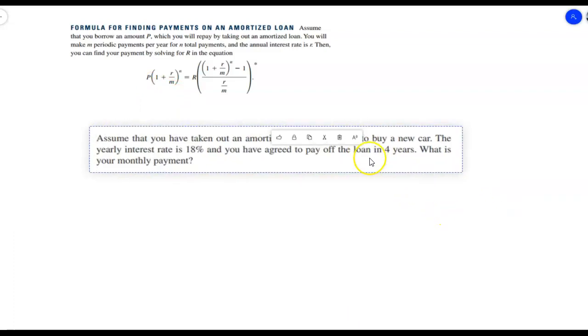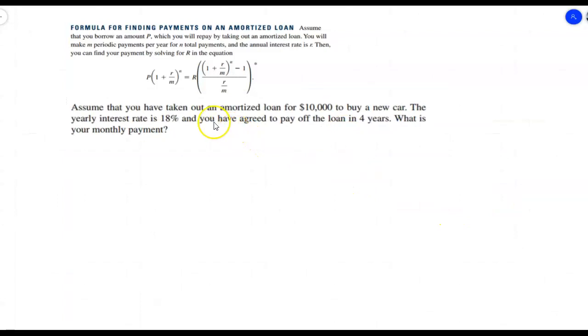So let's take a look at an example. All right, this one says, assume that you have taken out an amortized loan for $10,000 to buy a new car. The yearly interest rate is 18%, and you have agreed to pay off the loan in 4 years. What is your monthly payment? All right, well, let's go ahead and start going through these variables here, identifying them.